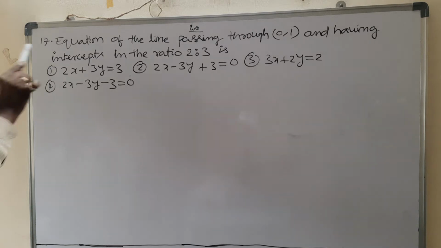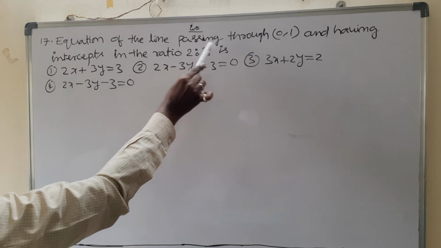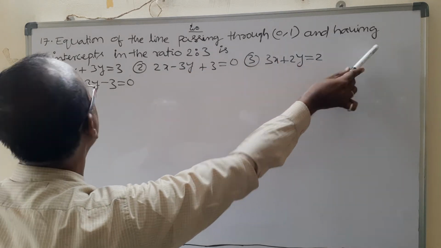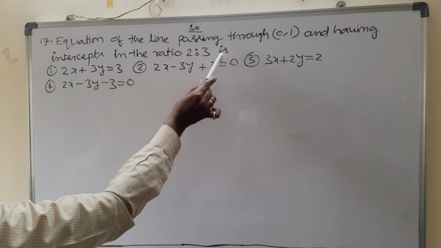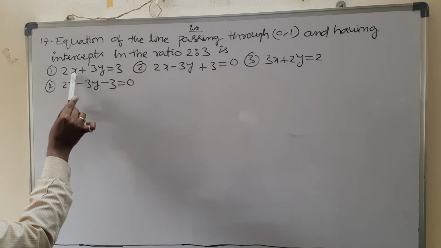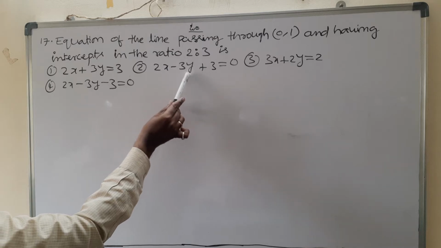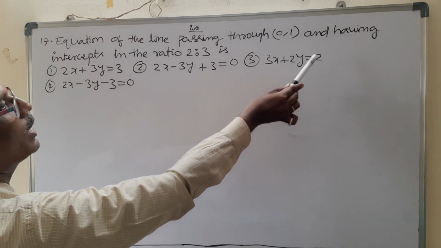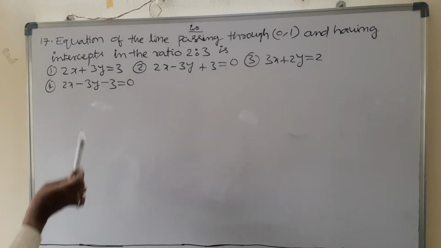Question number 17. The equation of the line passing through (0, 1) and having intercepts in the ratio 2:3 is: here are the four options. First option, 2x plus 3y equal to 3. Second option, 2x minus 3y plus 3 equal to 0. Third option, 3x plus 2y equal to 2. Fourth option, 2x minus 3y minus 3 equal to 0.